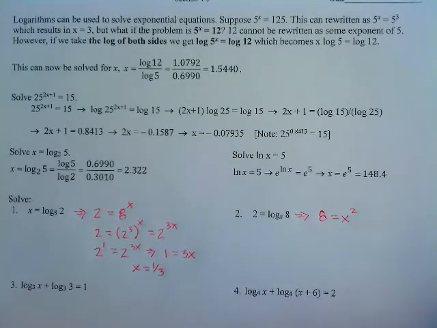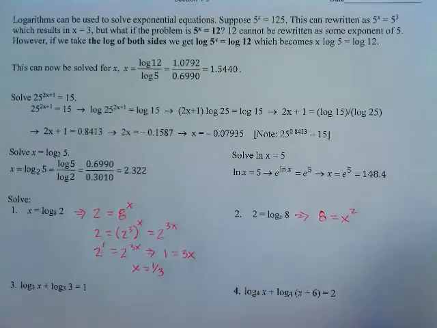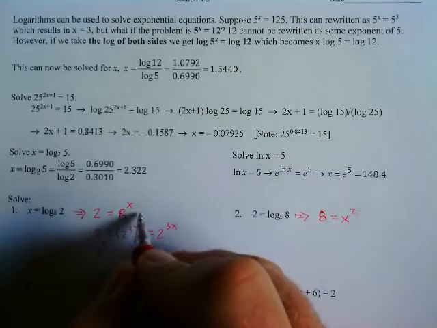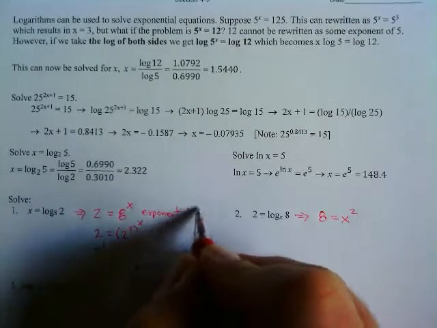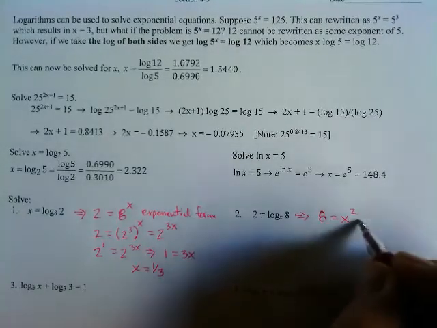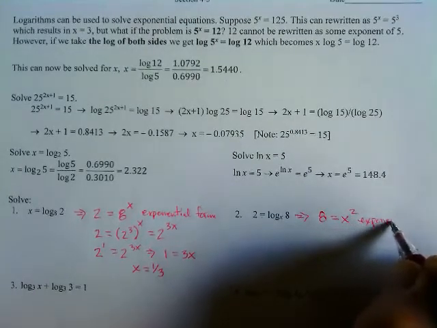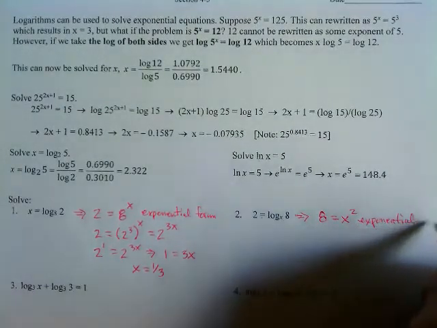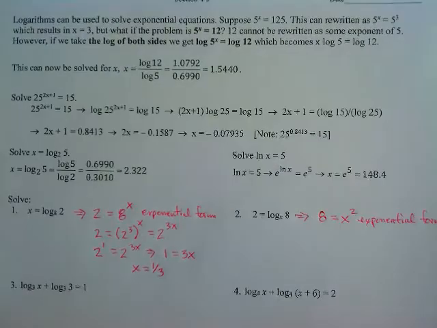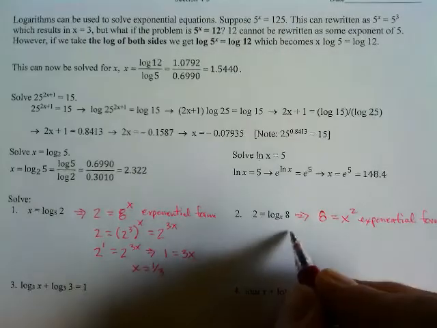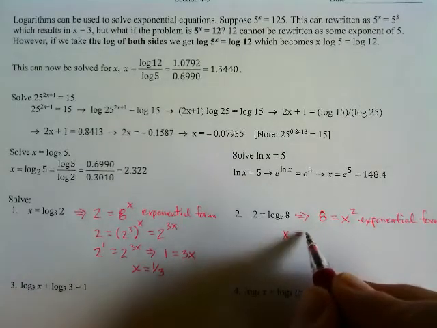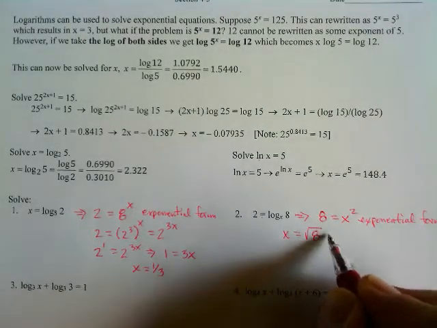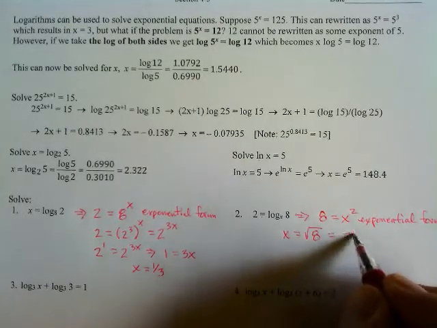And so now I have 8 equals x squared. In both these cases, that's my exponential form, versus the log form, but now we can go ahead and solve. And so x is going to equal the square root of 8, and that will then be reduced to 2 root 2.